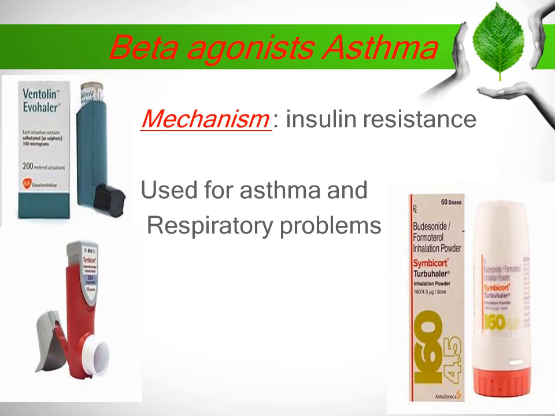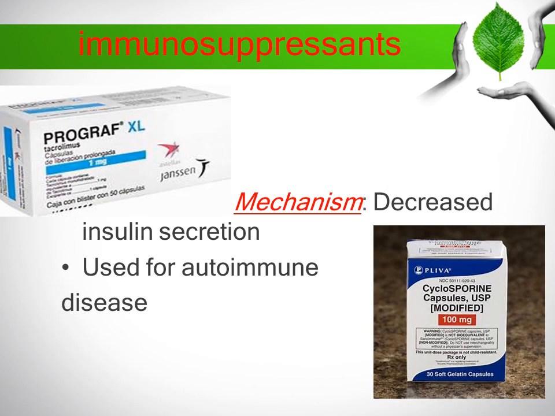You have two kinds of pumps. You have the red one and the blue one. The blue is Ventolin and the red one is a corticoid combination. You also have immunosuppressants. The mechanism is a decrease in insulin secretion, and they are used against autoimmune diseases, like cyclosporine. They are used against lupus.